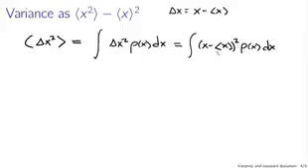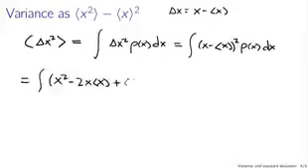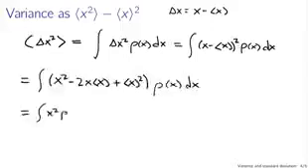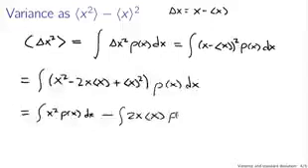I can expand this out, and I'll get the integral of x squared minus 2x times the expected value of x plus the expected value of x, quantity squared, times rho of x dx. And now I'm going to split this integral up into three separate pieces. First piece, the integral of x squared rho of x dx. Second piece, the integral of 2x times the expected value of x, rho of x dx. And the third piece, the integral of the expected value of x, squared, rho of x dx.